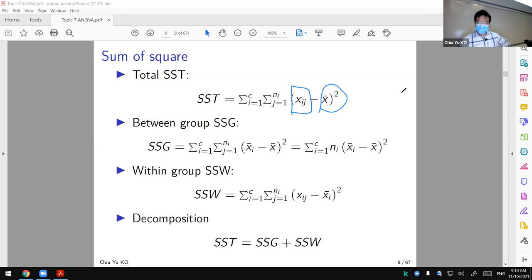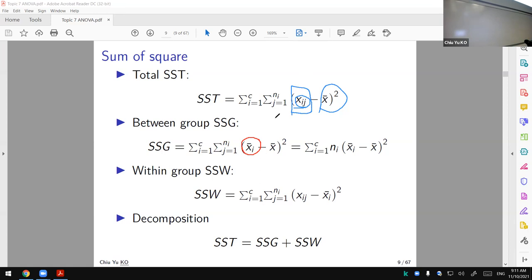And the second one, okay. The second one is a little bit trickier, okay? The second one is, instead of talking about each observation, you replace each observation by its own mean, its group mean, okay? The group mean. Okay?